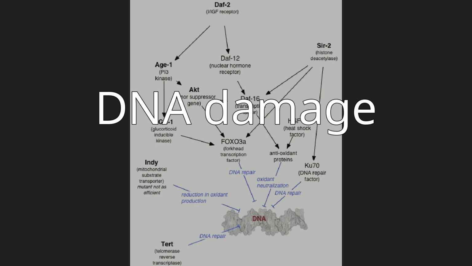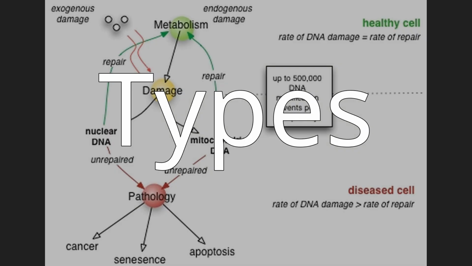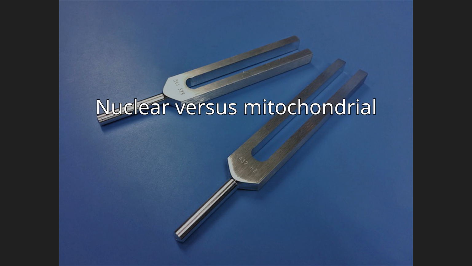Types: nuclear versus mitochondrial. In human cells and eukaryotic cells in general, DNA is found in two cellular locations, inside the nucleus and inside the mitochondria. Nuclear DNA exists as chromatin during non-replicative stages of the cell cycle and is condensed into aggregate structures known as chromosomes during cell division. In either state, the DNA is highly compacted and wound up around bead-like proteins called histones.